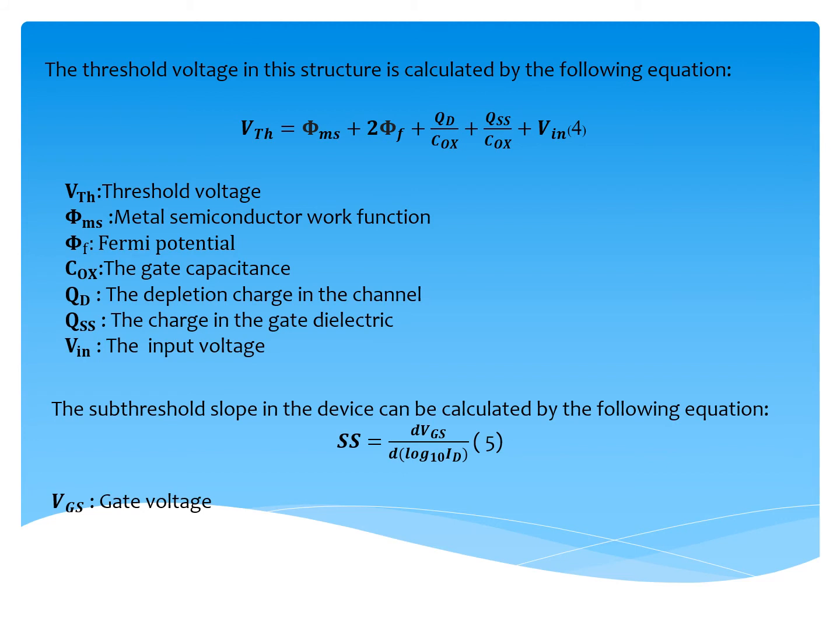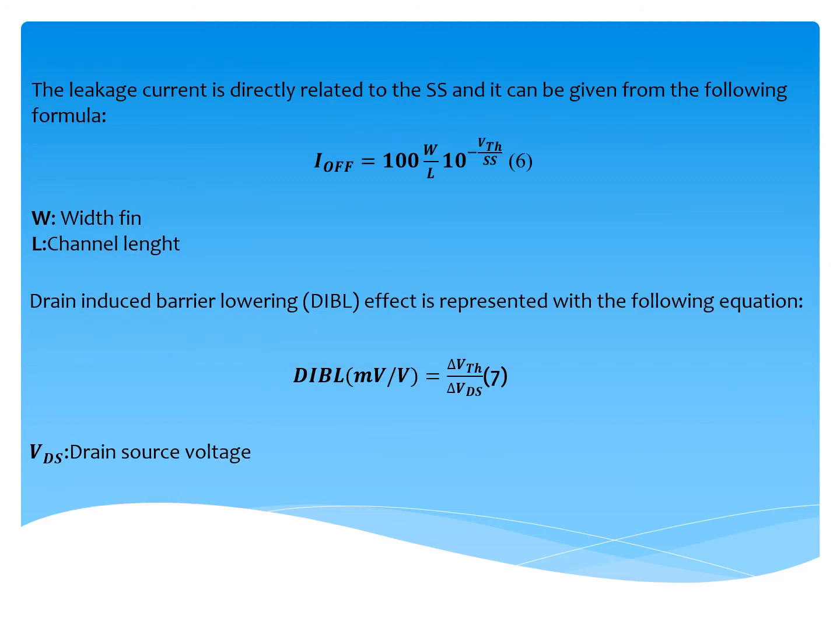The subthreshold slope in the device can be calculated by the following equation. SS equals the variation of the gate voltage per logarithm base 10 of the drain current. The leakage current is directly related to the SS, and it can be given from the following formula. So W is the fin width and L is the channel length. The drain induced barrier lowering, DIBL, effect is represented by the following equation. DIBL in millivolt per volt equals the variation of the threshold voltage per the drain source voltage.